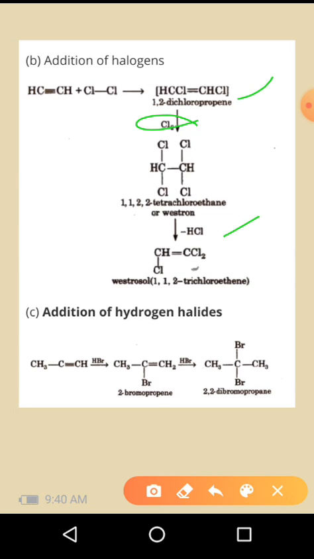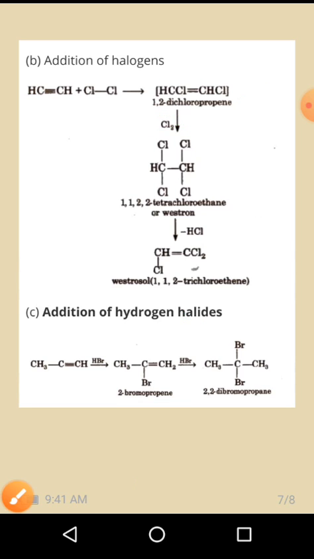Next one is addition of hydrogen halides. When you add hydrogen halides, that is HBr or HCl, it will give the corresponding product. This one is an alkyne molecule, that is, propyne. Upon adding HBr, it will produce 2-bromopropene. That 2-bromopropene, upon adding HBr, will produce 2,2-dibromopropane.